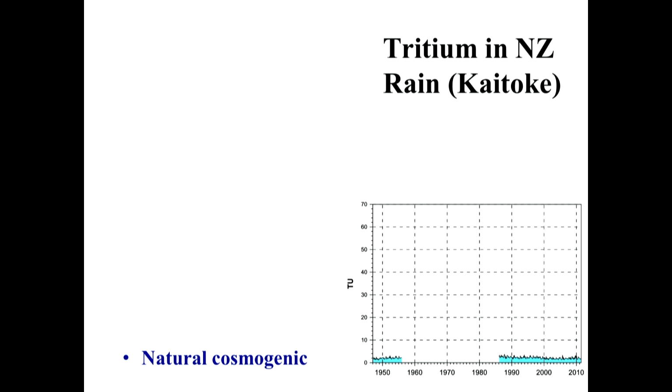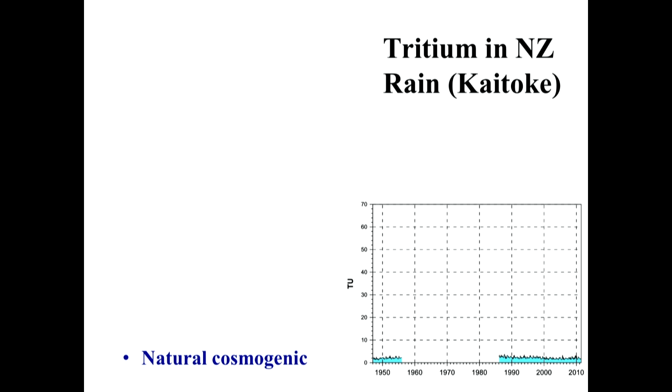I'm just giving you a little bit of information about the tracers which we can use to measure the age of groundwater. What we see here is tritium. This is the natural cosmogenic tritium over time, 1950 to 2010. Tritium is produced in the upper atmosphere by cosmic ray interaction with the atmosphere. So we see a very little amount of tritium is being produced and in the rain.